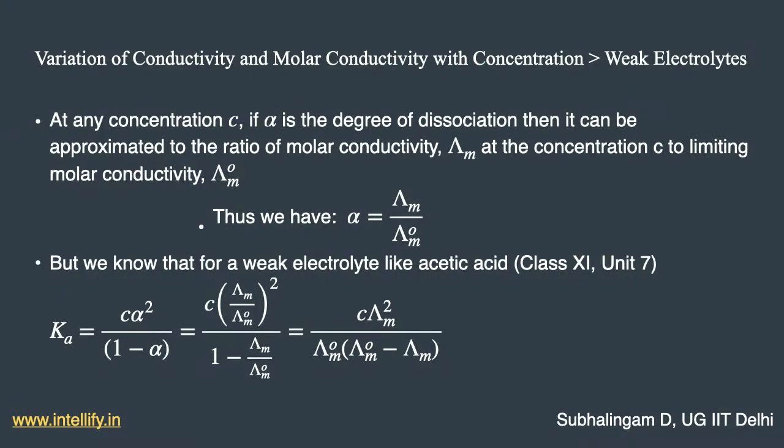You just have to remember that alpha is lambda M by lambda naught M and Ka is equal to C alpha square upon 1 minus alpha. You can just put alpha over there, you don't have to memorize that expression at the bottom. So just remember these two things, the alpha and Ka relation.